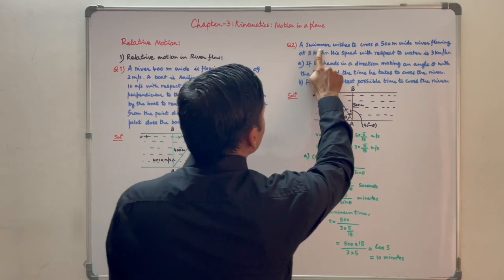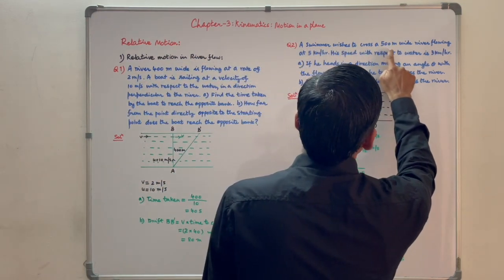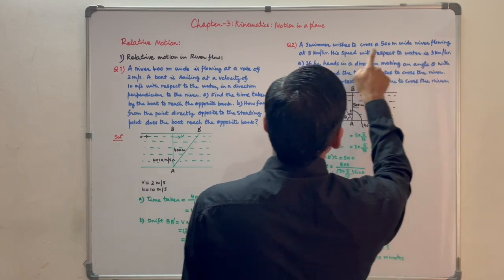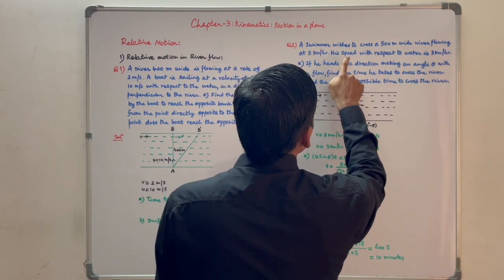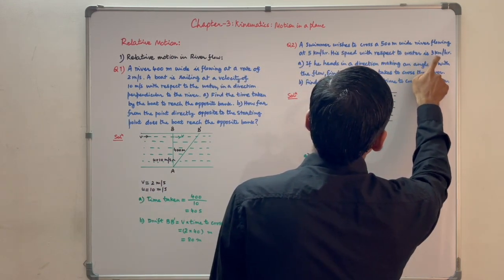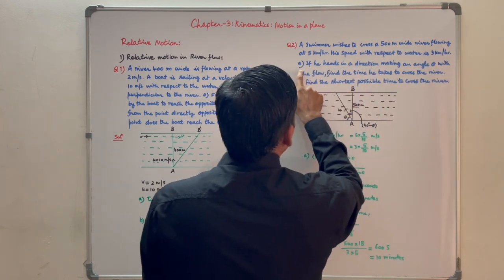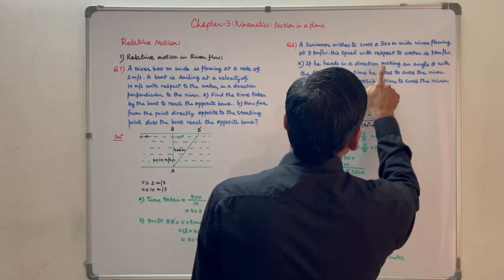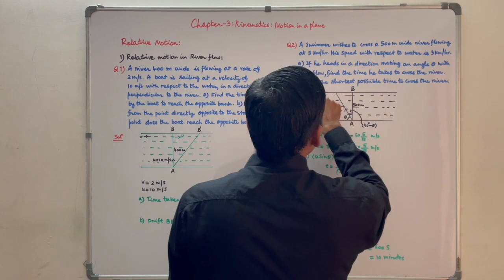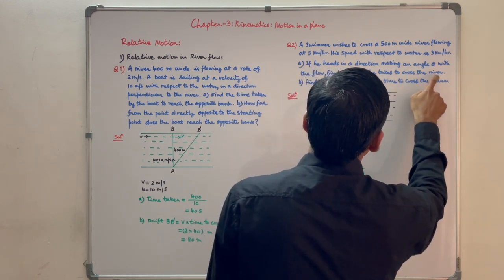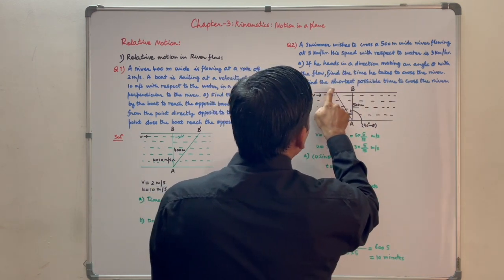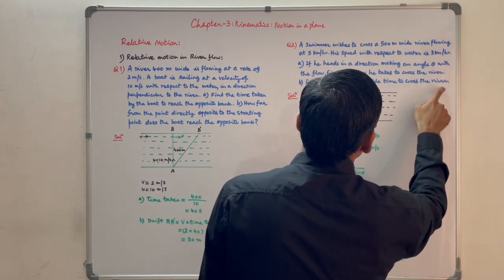Second question, a swimmer wishes to cross a 500 meter wide river flowing at 5 km per hour. His speed with respect to water is 3 km per hour. Part A, if he heads in a direction making an angle theta with the flow, find the time he takes to cross the river. Part B, find the shortest possible time to cross the river.